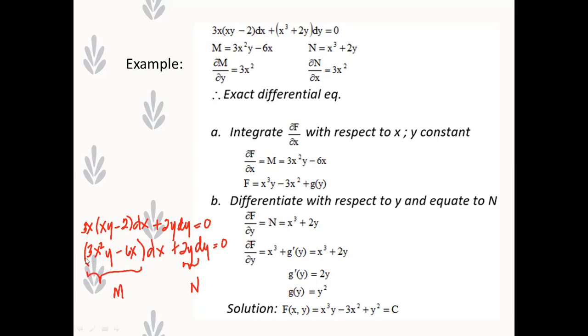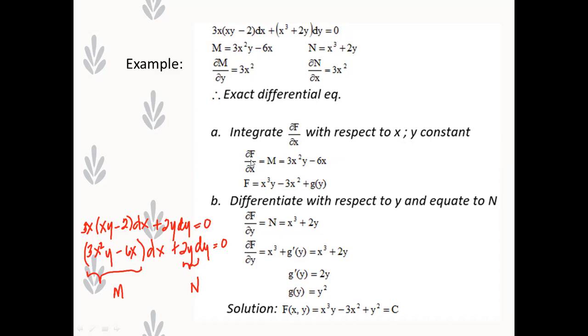So when you differentiate this one with respect to y, your answer is 3x squared, because this one is a constant, so that would be 0. This one is differentiated in terms of y, that would be 3x squared. Now, if this is differentiated with respect to x, then this one is a constant, so the derivative is 0. This one will lead to 3x squared as the derivative. So the two being the same, now you are sure that your differential equation is an exact differential equation. So we do the first procedure.